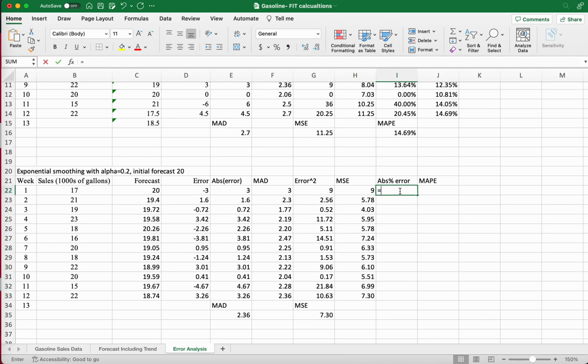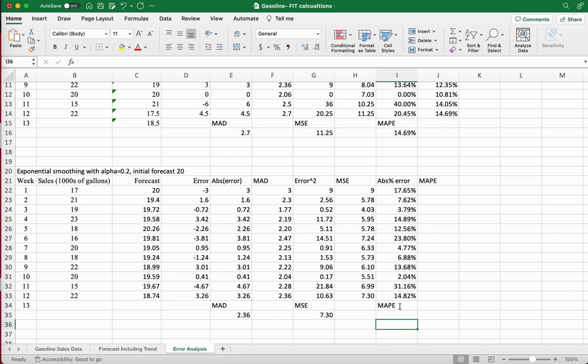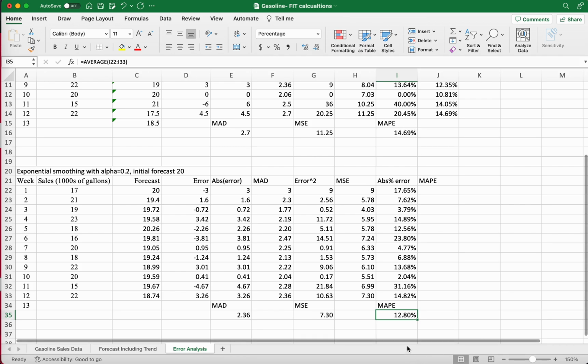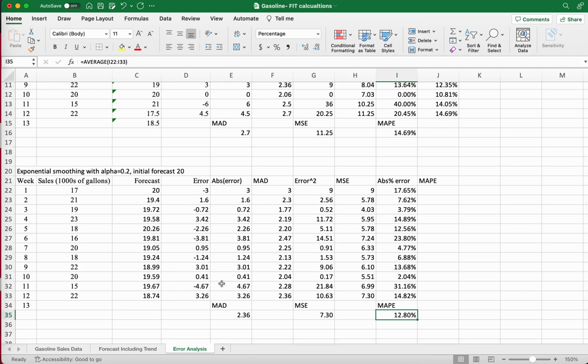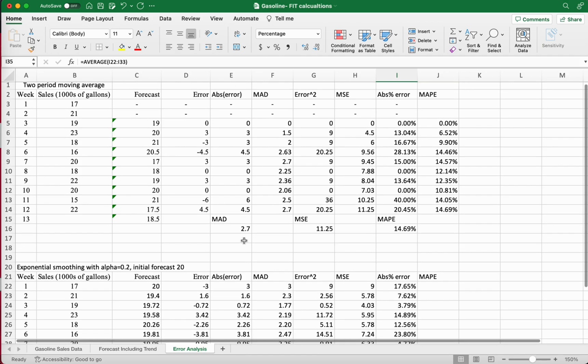And of course, for mean absolute percentage error, you take the absolute error divided by the actual sales. I'm gonna do all of that, change them into percentages with 2 decimal places. So you can calculate MAPE as the average value here. It's also a percentage with 2 decimal places. So 12.28% as opposed to 14.69%. So again, MAD, MSE, and MAPE, all three of them are definitely saying that alpha of 0.2 is a better method than the 2-period moving average, right?